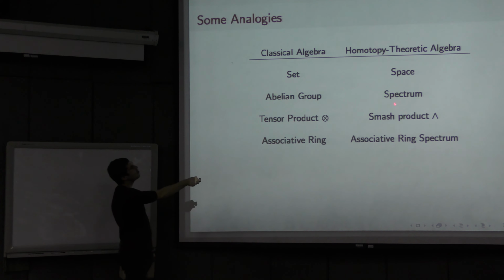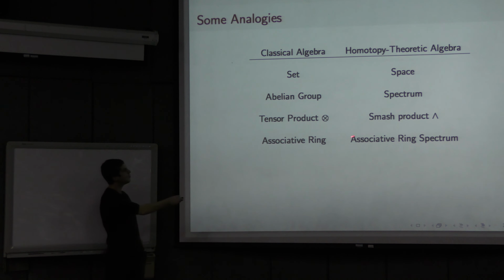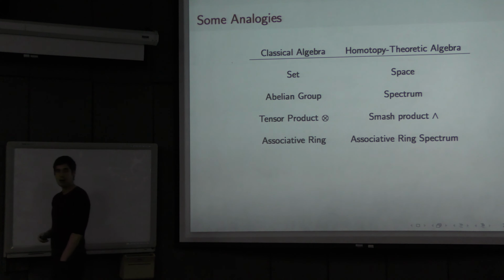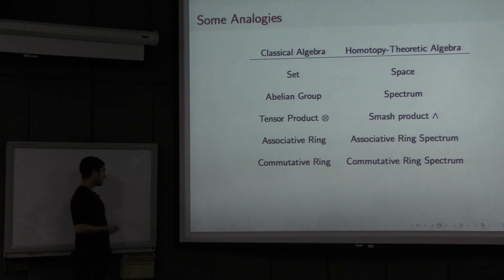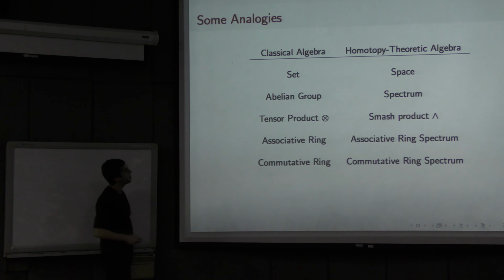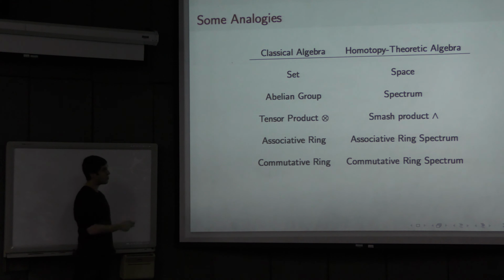Similarly, in the setting of homotopy theory, you can study algebras in the world of spectra, which are called associative ring spectra. And you can study associative algebras. You can also study commutative algebras. There's a generalization of the notion of commutative ring, which is a commutative ring spectrum.